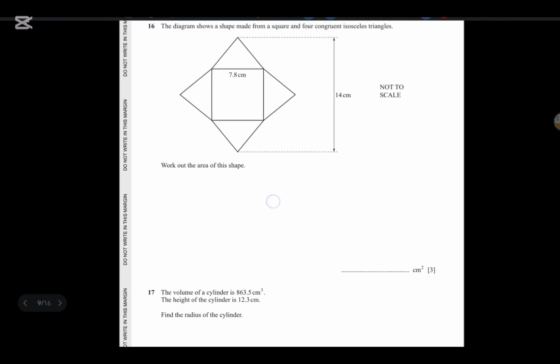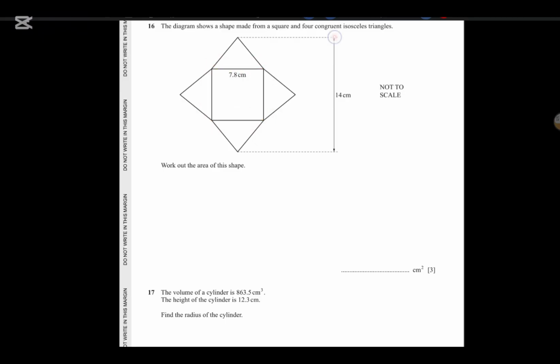Question number 16. The diagram shows a shape made from a square and 4 congruent isosceles triangles. So this is a square, and 4 isosceles triangles. This is a solid shape, but it is a net of that shape. Work out the area of this shape. So for finding the area of the shape, they have only given us this value 7.8 centimeters, which is the side of the square. So all sides are same because it is a square.